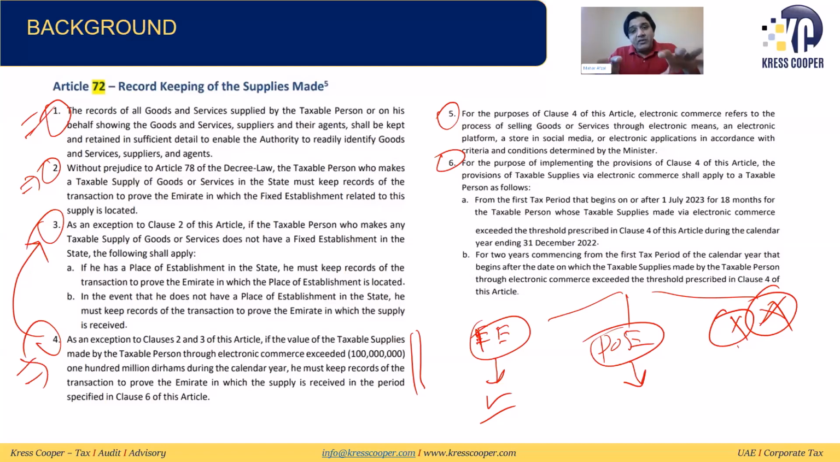Just after this revision in the respective VAT regulations, they have introduced a public clarification, and this public clarification only deals with subclause 4 of Article 72 of the UAE VAT regulations. This is Public Clarification number 33. It deals with the reporting requirements as well. It deals with the electronic commerce. We'll discuss this in detail.